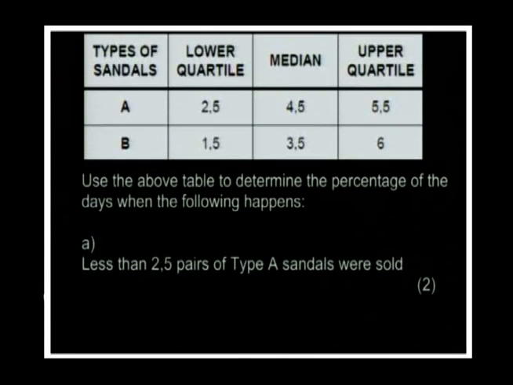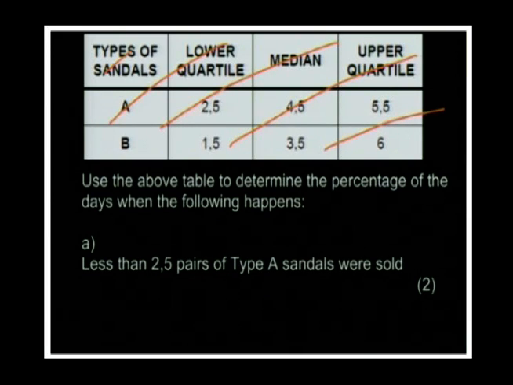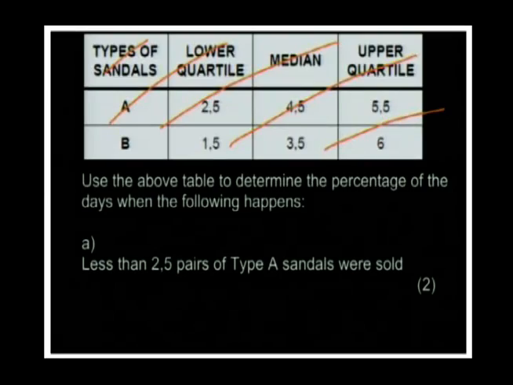Right. Now, let's have a look. Use the above table to determine the percentage of the days when the following happens. Now, we are not going to use this table. I'm going to cross it out because I don't want to confuse you. You're such great guys. We don't want to confuse you, and I'm not going to use that table because quartiles aren't supposed to be examined. But the question says, determine the percentage when less than 2,5 pairs of type A sandals were sold.